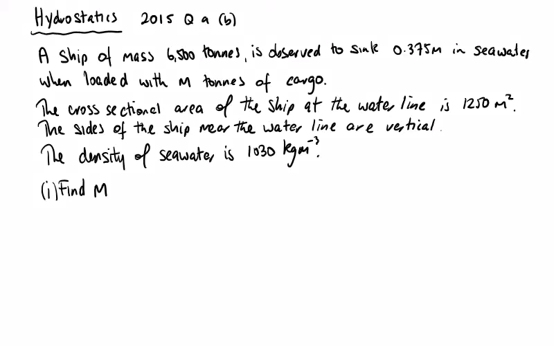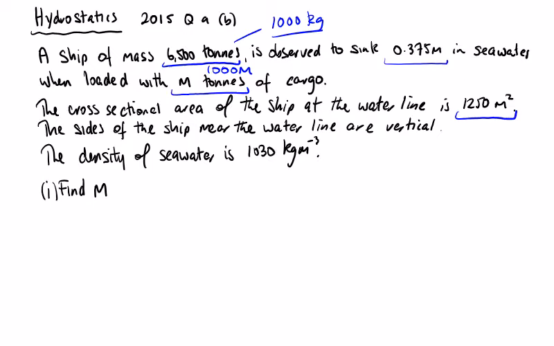Hydrostatics 2015, question 9b. A ship of mass 6,500 tons, where a ton is 1,000 kilos, is observed to sink a little bit more, 0.375 meters more, when loaded with m tons, 1,000 m kilograms, of cargo. The cross-sectional area of the ship at the waterline is 1250 meters squared, and the sides of the ship near the waterline are vertical, and the density of seawater is 1030.